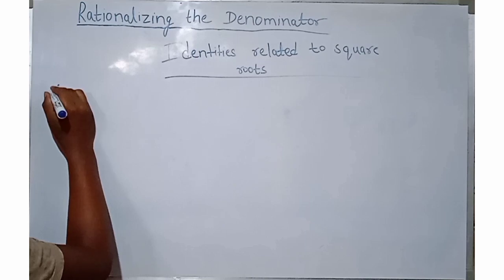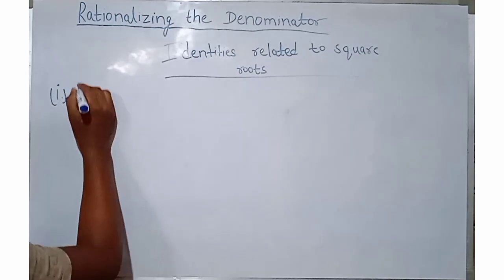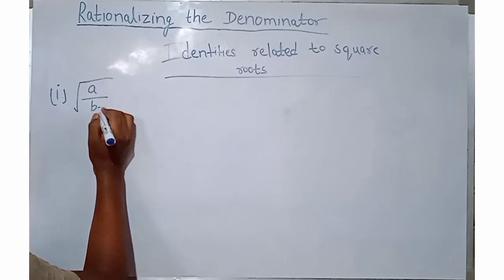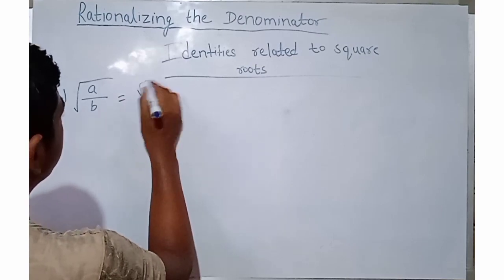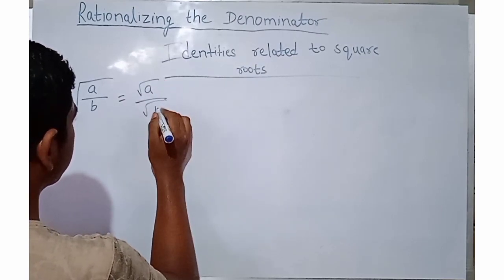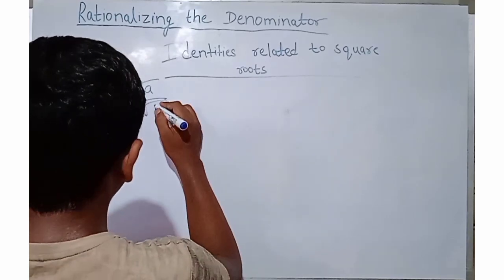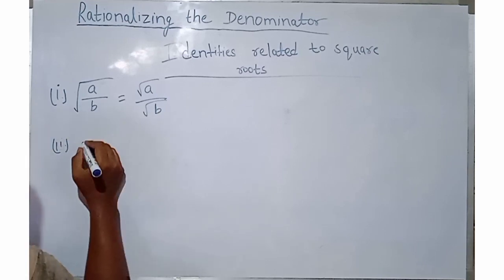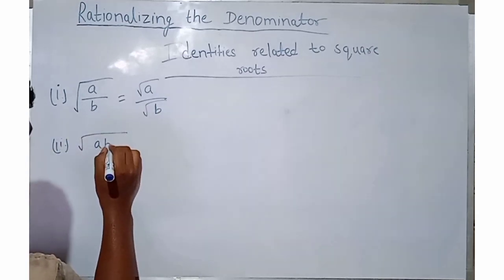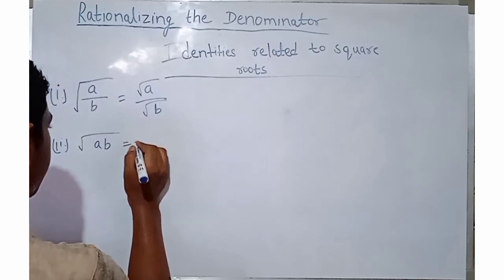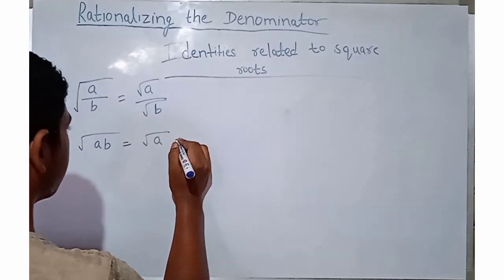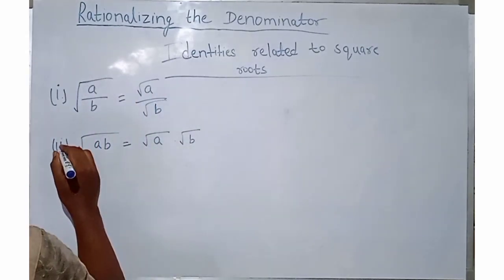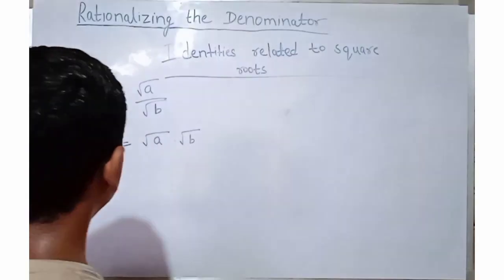See here, first, suppose there is a number root a by b. We can write it in the form of root a by root b. Second, if there is a number root ab, we can write it in the form of root a into root b. I think you have understood it.